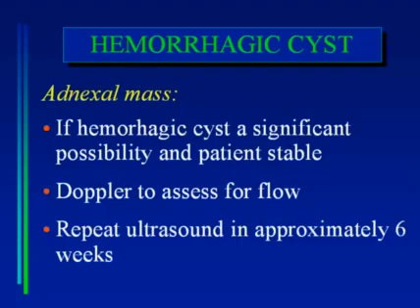So as a general rule, if one sees an adnexal mass in a woman of menstrual age, I recommend one asks oneself the question, is a hemorrhagic cyst a significant possibility? If a hemorrhagic ovarian cyst is a significant possibility based on the ultrasound appearance of the mass, and if the patient is stable, another step should be performed, and that is to perform Doppler to be sure there's no blood flow within the tissue within the cystic mass. And if there's also no blood flow, then a repeat ultrasound should be performed in approximately 6 weeks to assess if the hemorrhagic ovarian cyst resolves.